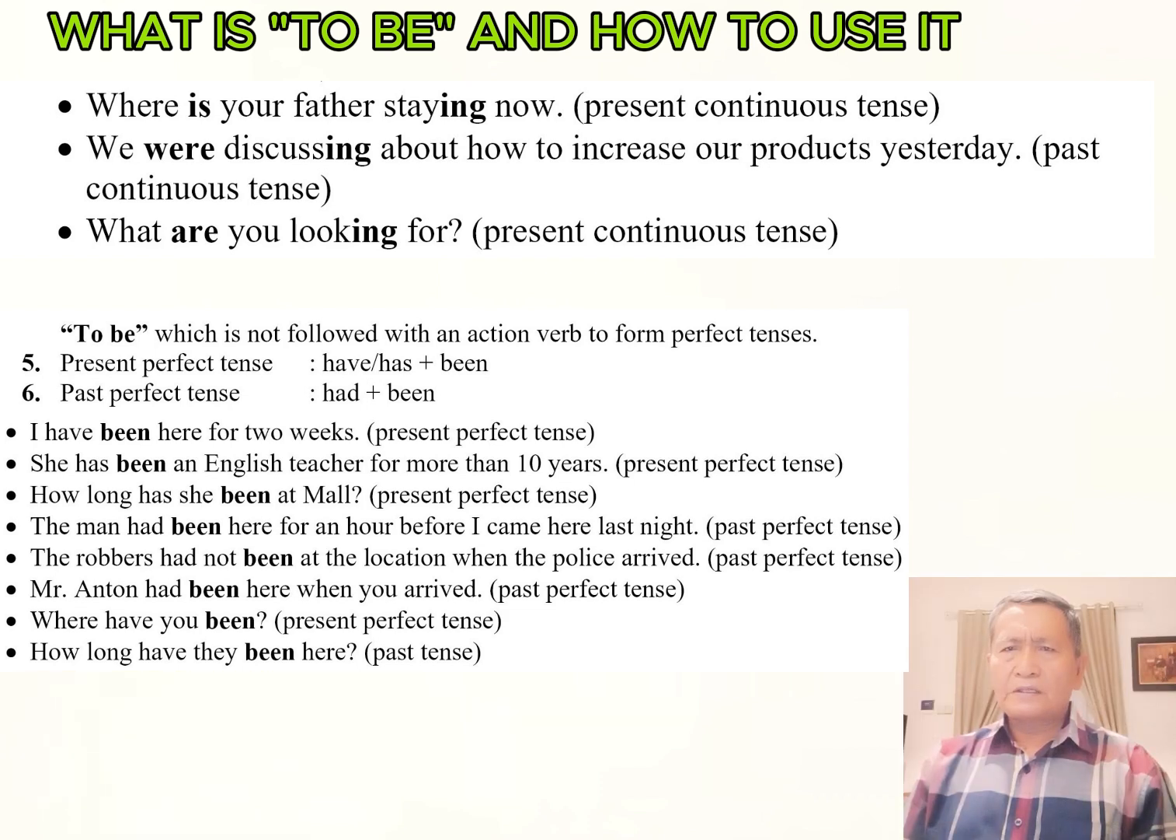To be, which is not followed with an action verb, is used to form perfect tenses. 5. Present perfect tense: have or has plus been. Past perfect tense: had plus been. Examples of the two tenses.